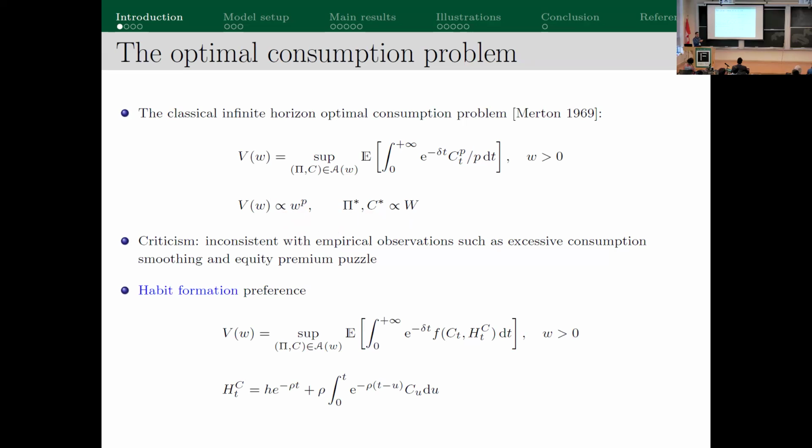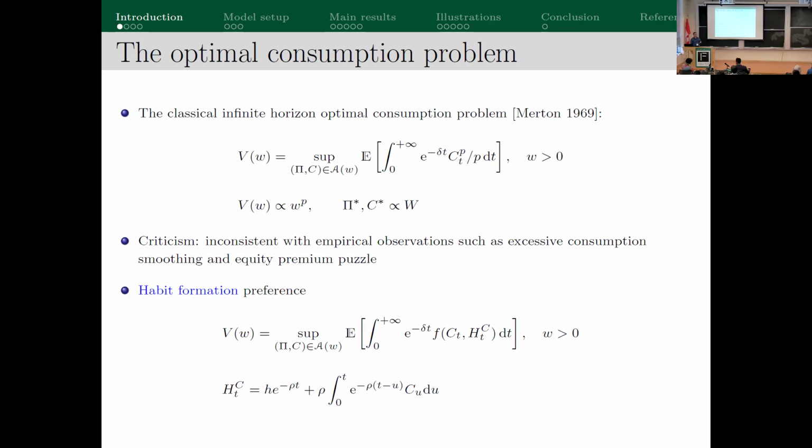And there is a long list of criticism for this. First of all, this means that people will change their consumption as their wealth gets a shock, which is not true. People consume at a much smoother rate. And also, risk aversion itself, the p, does not actually explain the amount people invest in markets. So that's the equity premium puzzle.